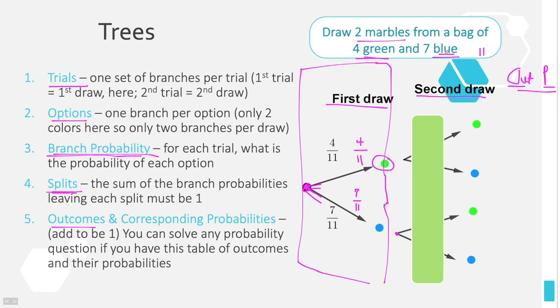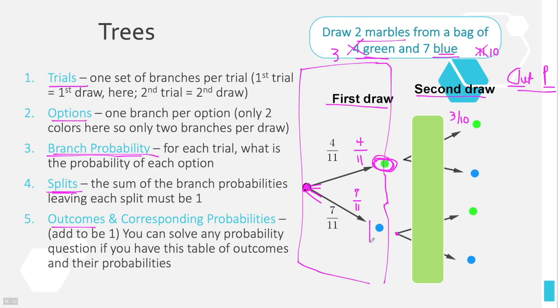Here's where it gets tricky. We are not told that we're putting these marbles back. And whenever you're not told that you're putting the marbles back, you're going to assume that you're not putting the marbles back. So on this first draw, assuming that we drew green, our 4 becomes 3 because we didn't put that green marble back. We have it in our hand. It's not in the bag anymore. So there are only 10 total marbles in the bag now, 3 of which are green. And so this probability becomes 3 out of 10. And that means this probability is 7 out of 10. I'm not going to write that down.